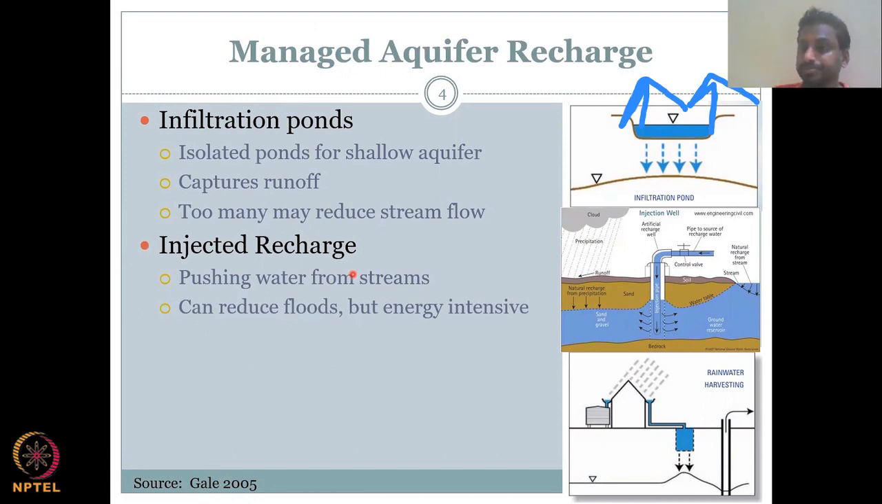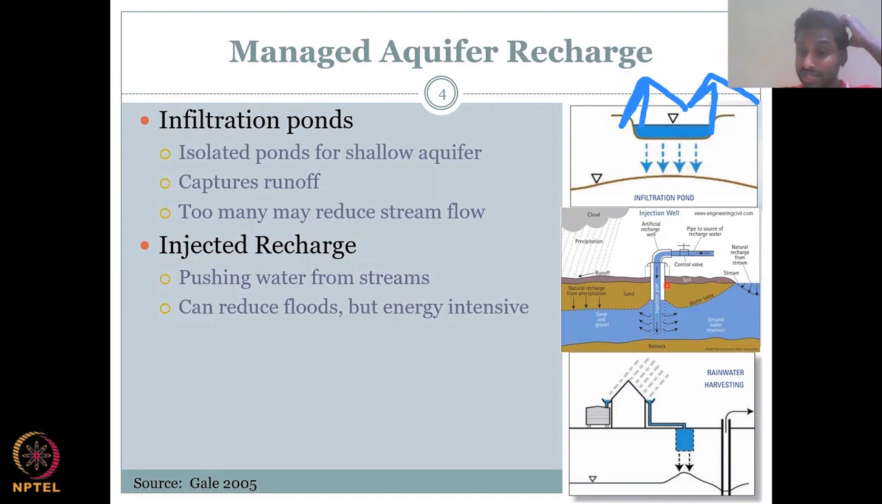Injected recharge. This is similar to the UTFI we looked at in the previous lecture 3. But here what happens is the water is pushed inside using a pump. How a pump can pull water, in a similar way, you can make the pump push water inside an aquifer, by brute force. And that force can push water from streams or flood plains or even a pond. It can take the water from a pond and push it into the aquifer.